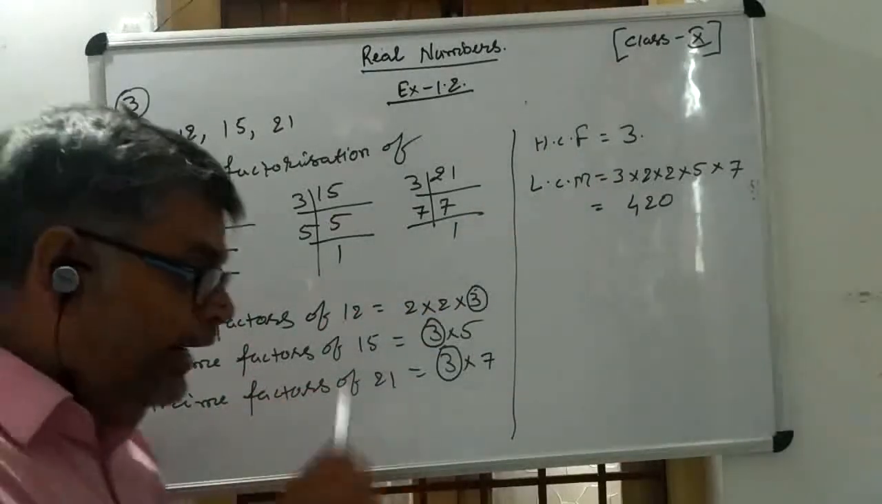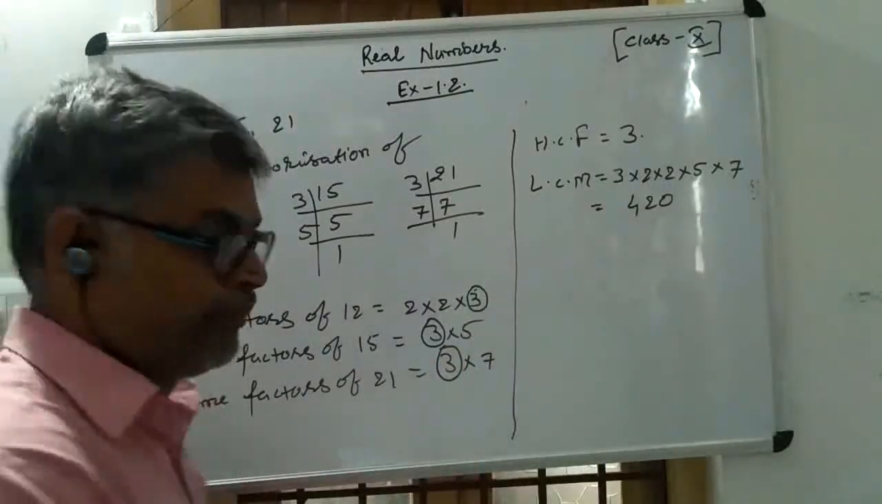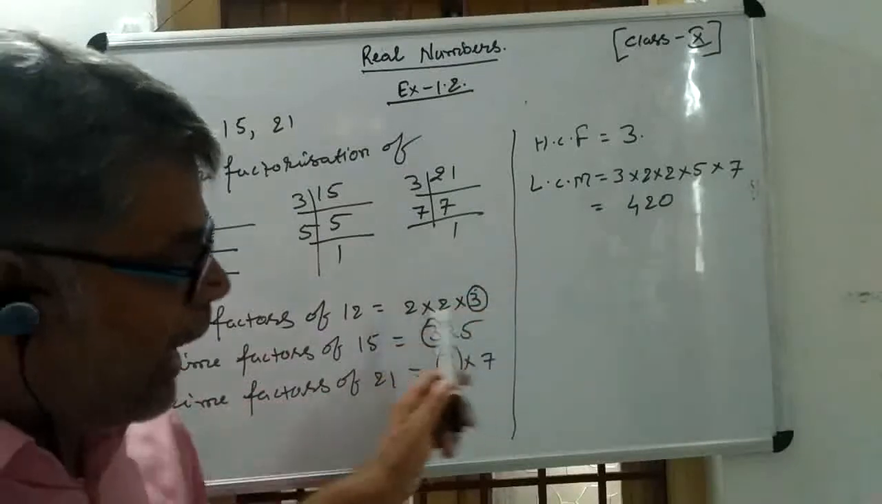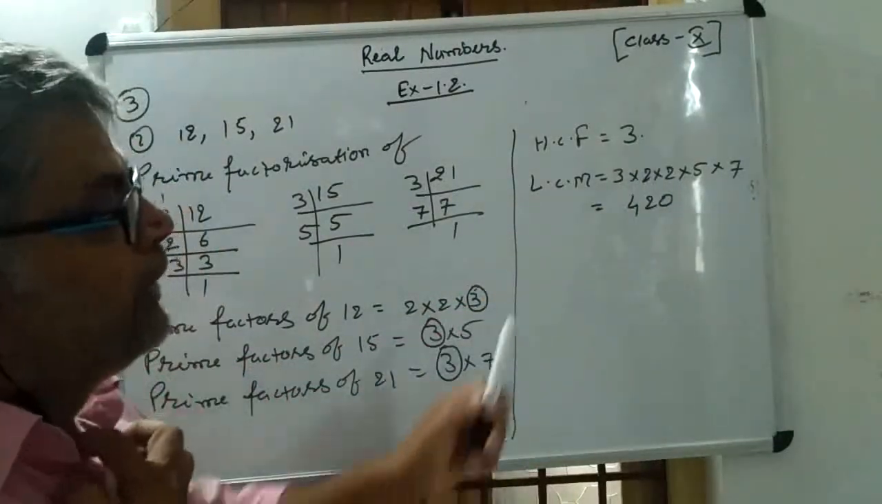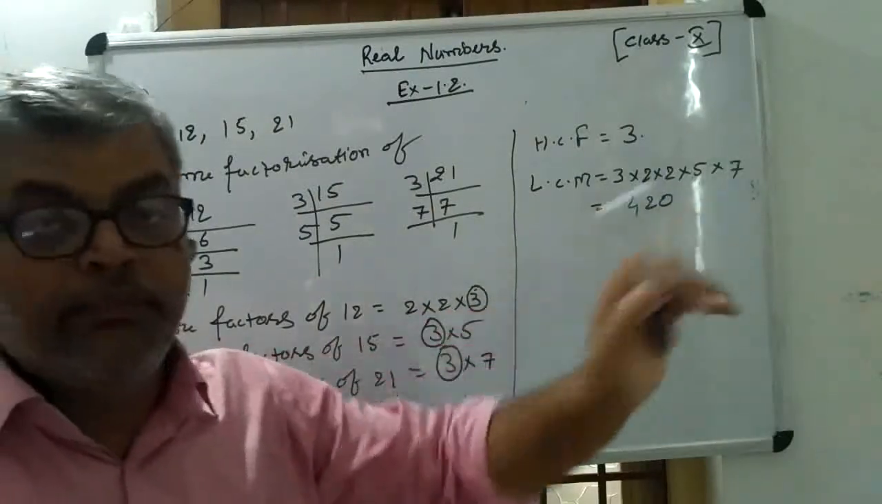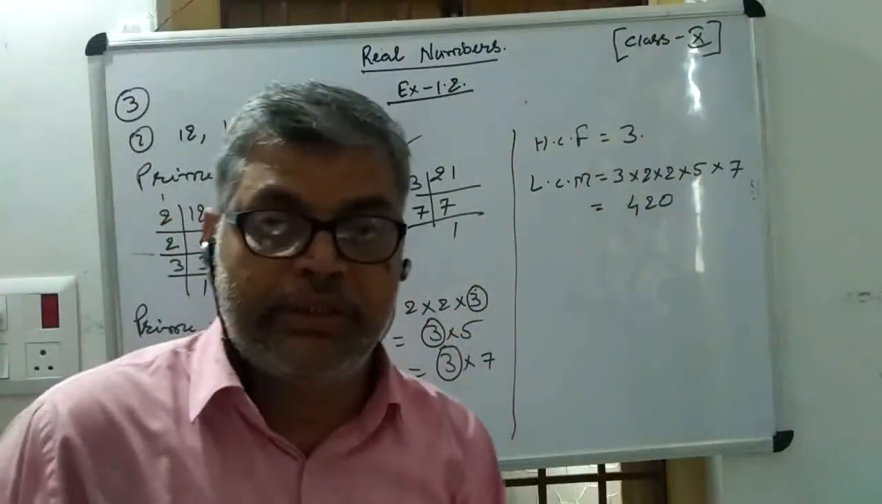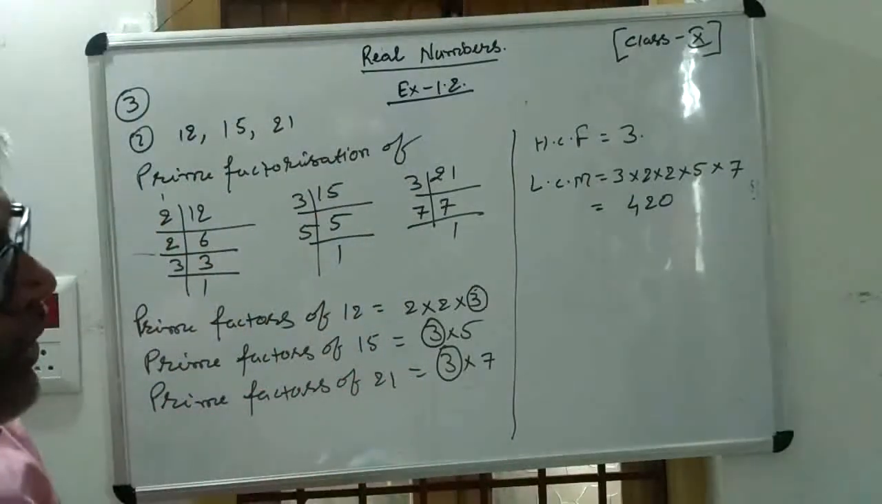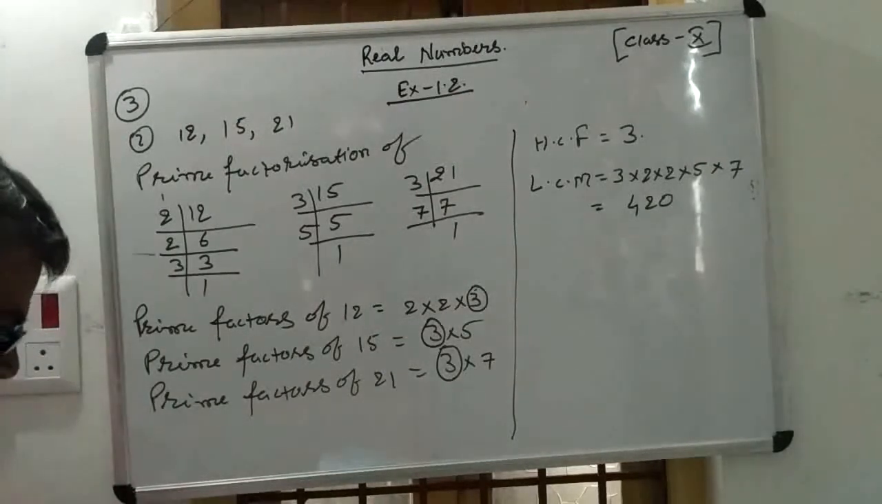While we are finding the LCM, we first have to take the common factors, which is 3, and then you write all the remaining factors which are not common in the multiplication form, and thereafter you take the product of these factors, you will get the LCM. So in this way, children, you can find the HCF and LCM by prime factorization.